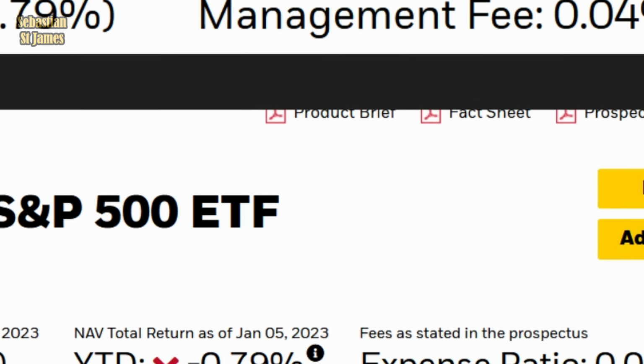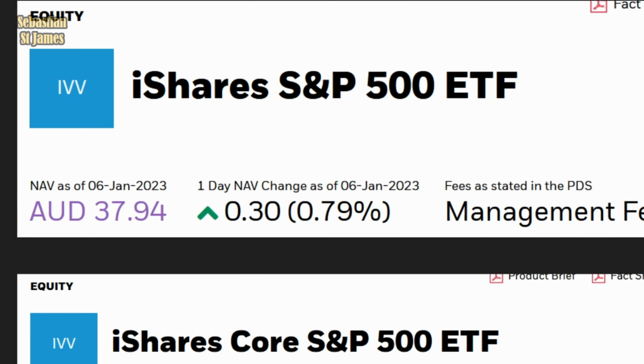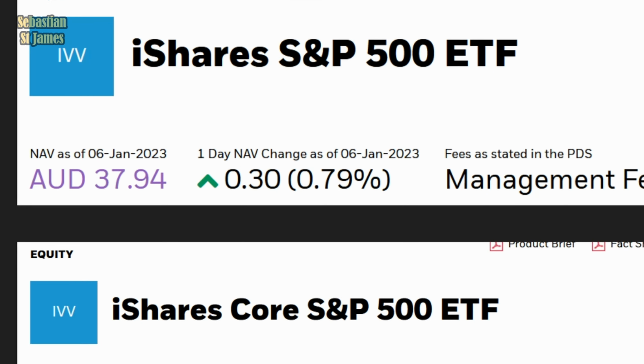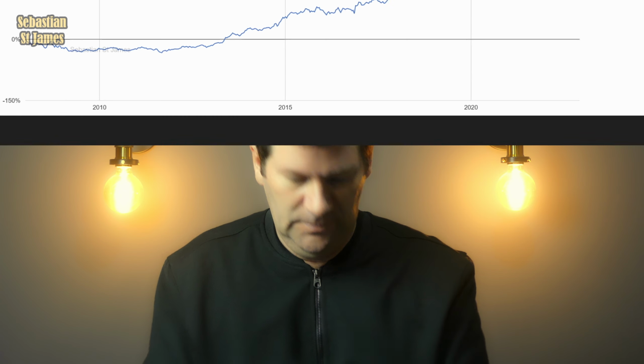So what is the difference? Well, the top one is the Australian version of the IVV, and the bottom one is the US version. Because only one you can actually buy on the ASX. The other one, no, you have to go overseas, catch a plane. No, you can simply buy it as a foreign stock, but there is a difference, and if you just type in IVV, you may not know which one you're going to get.